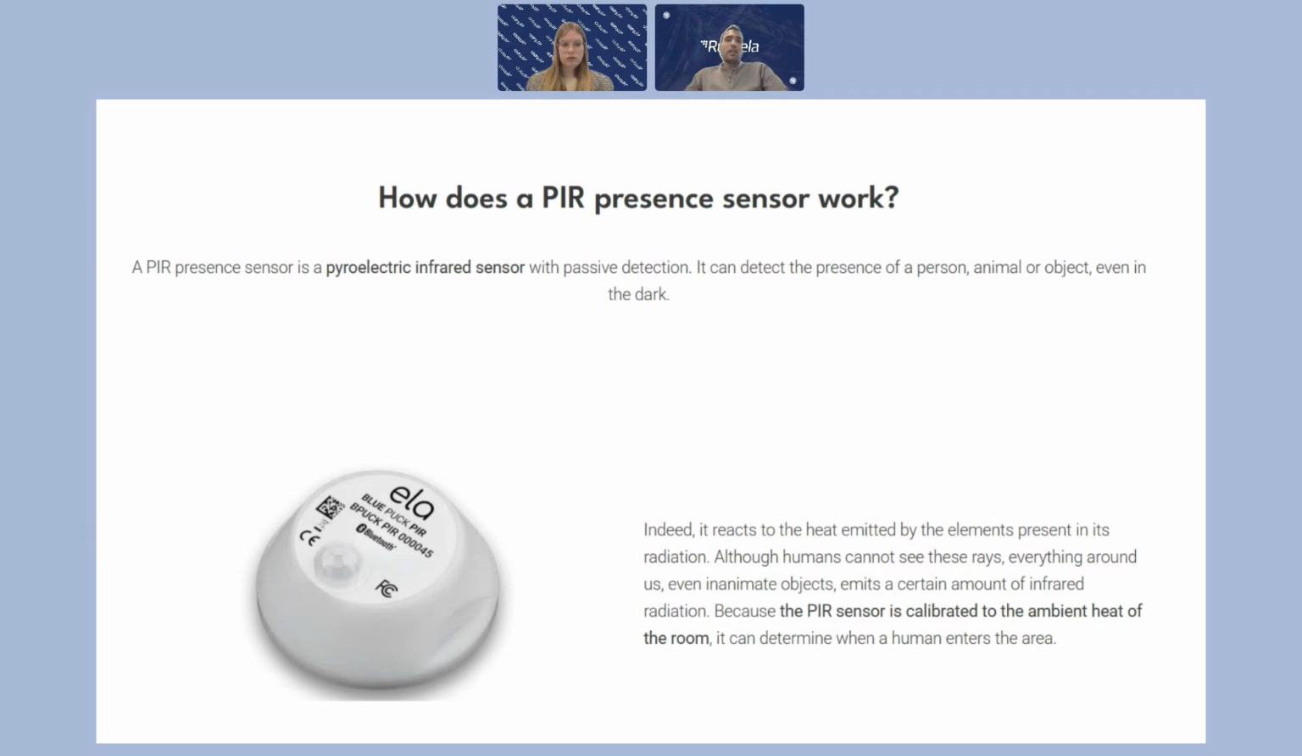When a person, let's say, enters the monitored area, the infrared pattern changes suddenly, because the human body temperature is different from the surrounding environment. So the sensor automatically detects this change and then triggers a movement or a presence event. So it notifies you that someone is nearby.